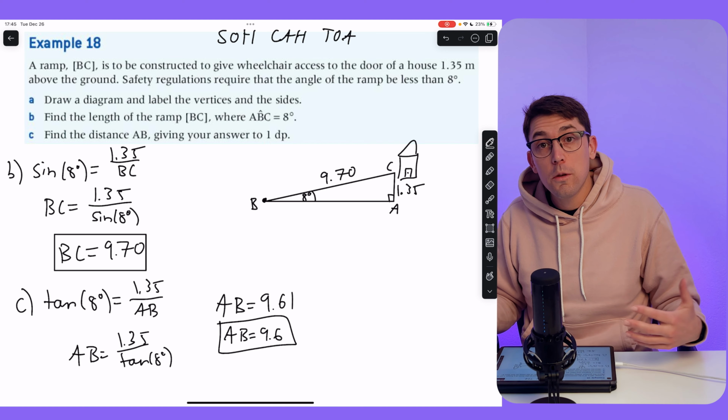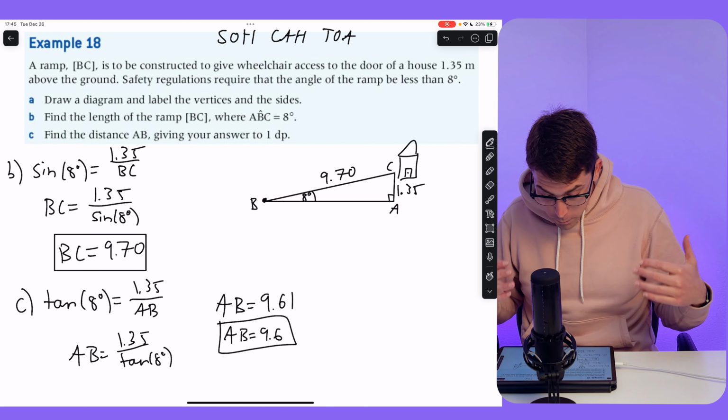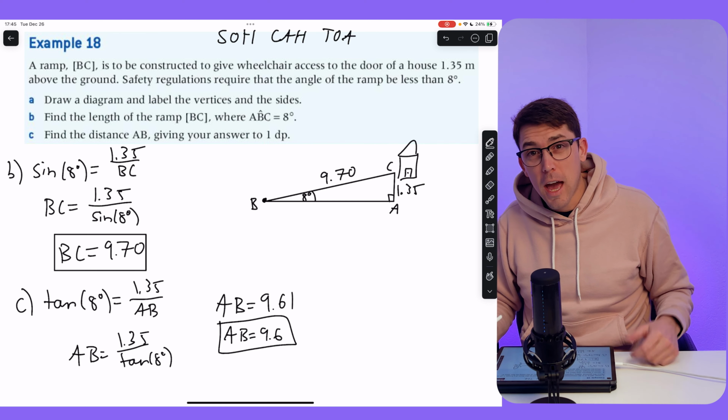So that is how we can use the angle of elevation as well as the trig ratios we covered in the previous video to help solve a word problem and break it down with a nice little diagram. So let's take a look at a different problem.